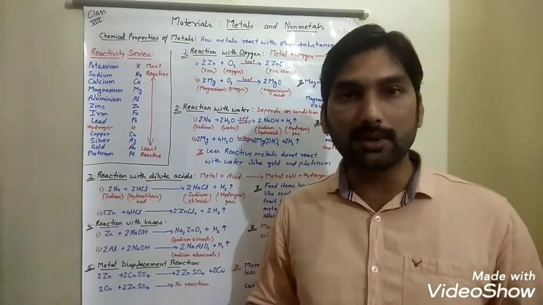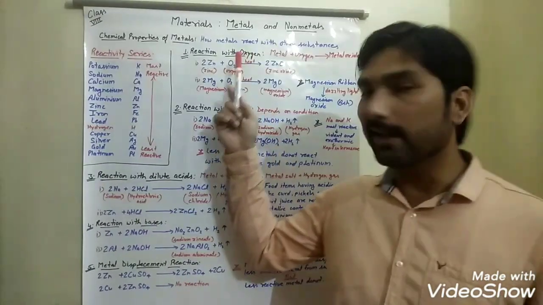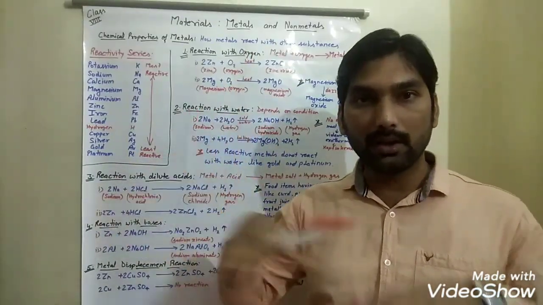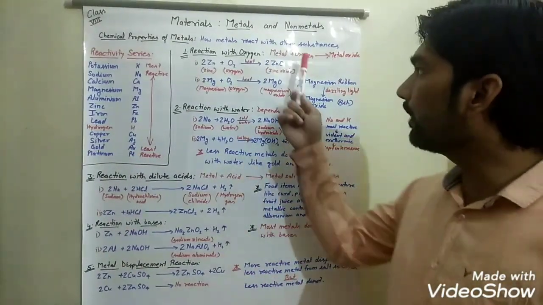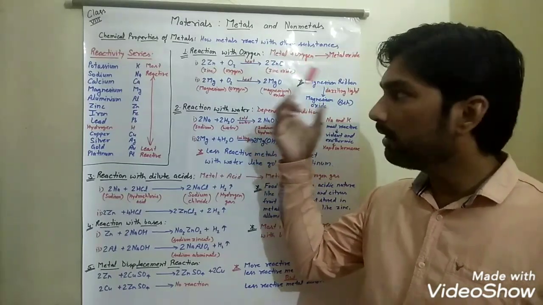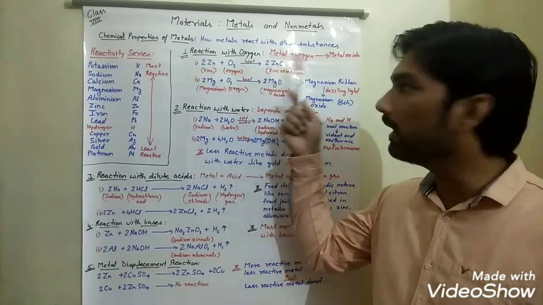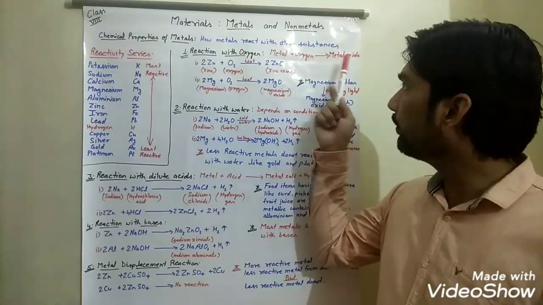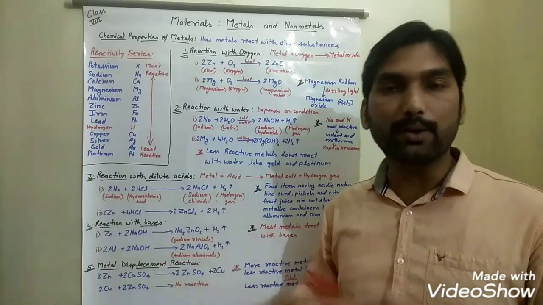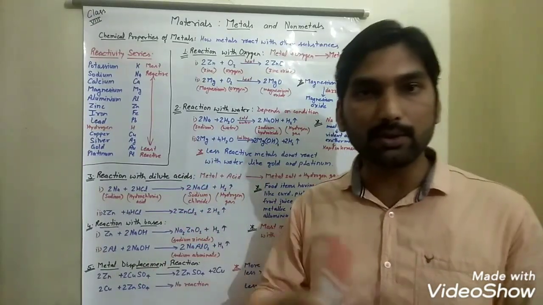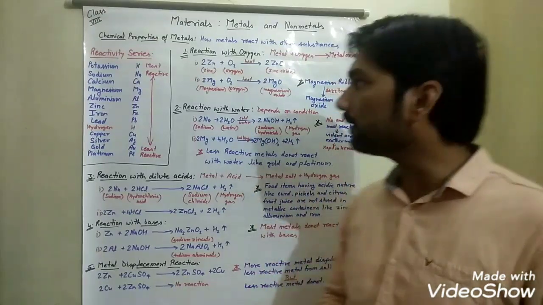First we will see how metals react with oxygen, which is present in the surroundings as a gas in the atmosphere. Here I have written the general reaction of metals: whenever any metal reacts with oxygen, the product is always a metal oxide. Metals react with oxygen, and as a result they form metal oxide.